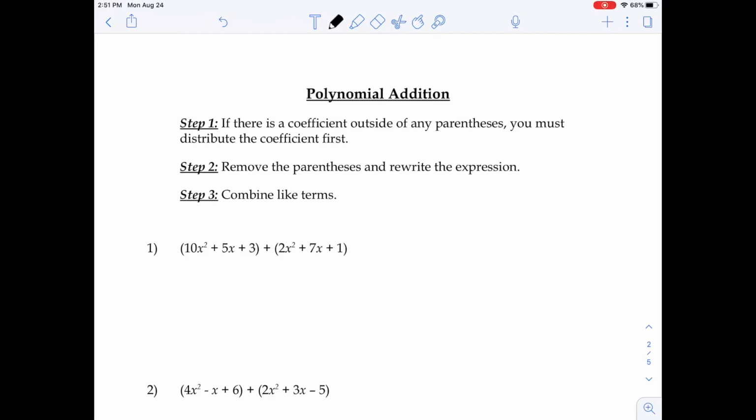All right, so in the last video, we did algebraic expressions and like terms. And we're going to use that to help us with polynomial addition. So let's go ahead and look at the steps here for doing polynomial addition.